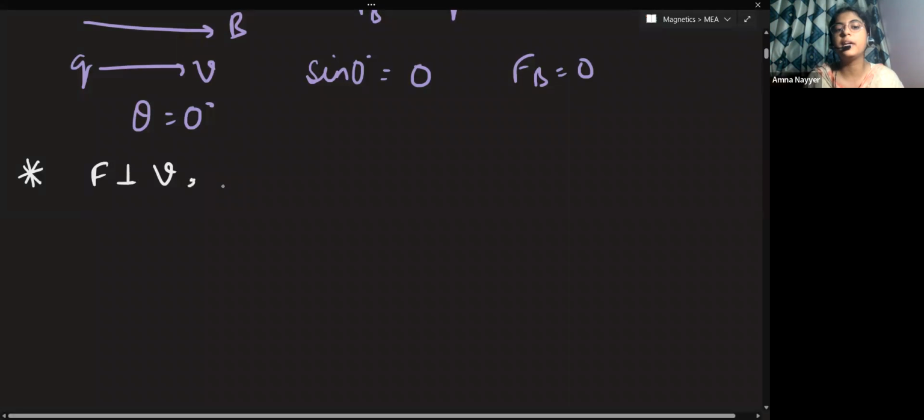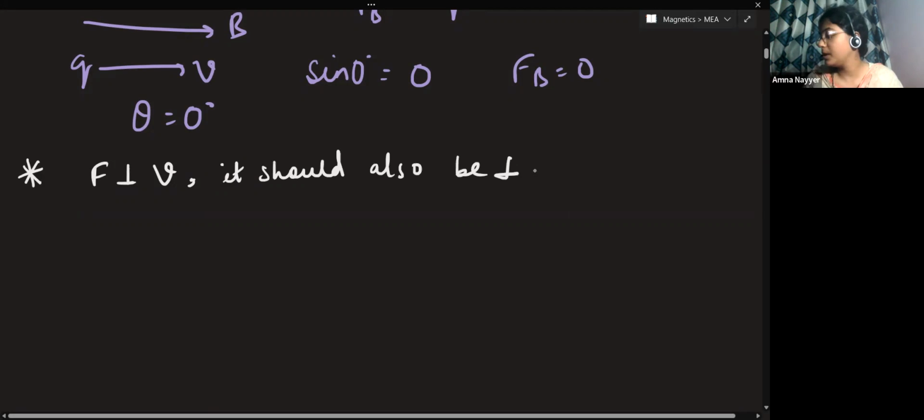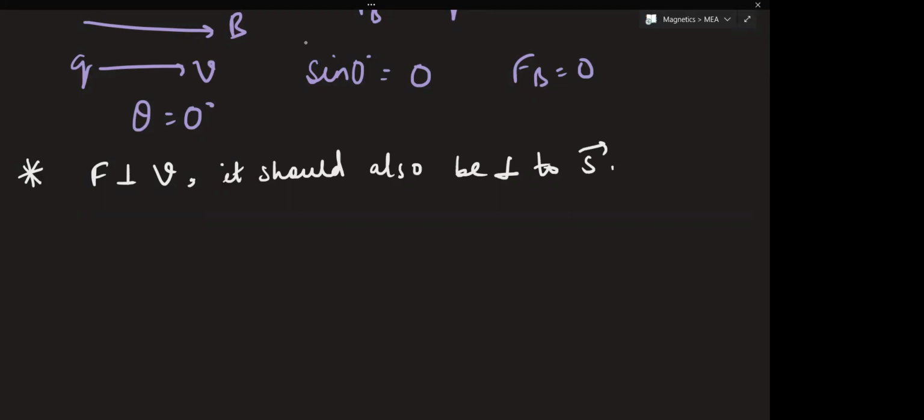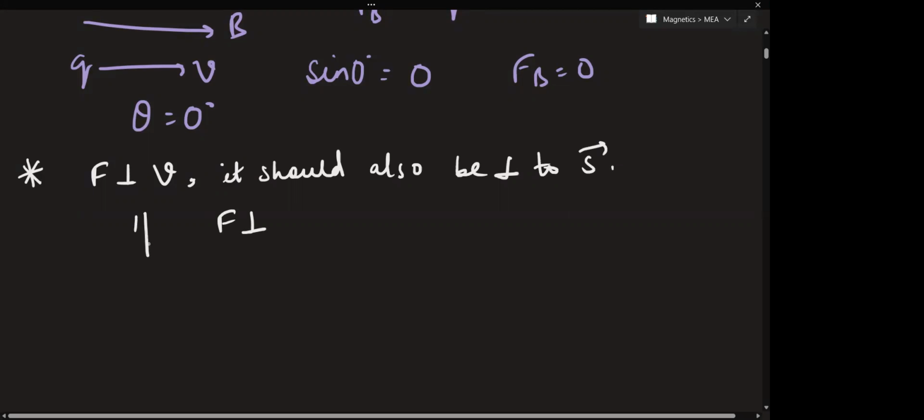If force is perpendicular to velocity, it should also be perpendicular to displacement. So if your F is perpendicular to v, then your F also becomes perpendicular to displacement. Now can you tell me, if force and displacement both are perpendicular to each other, what will be the value of work done?